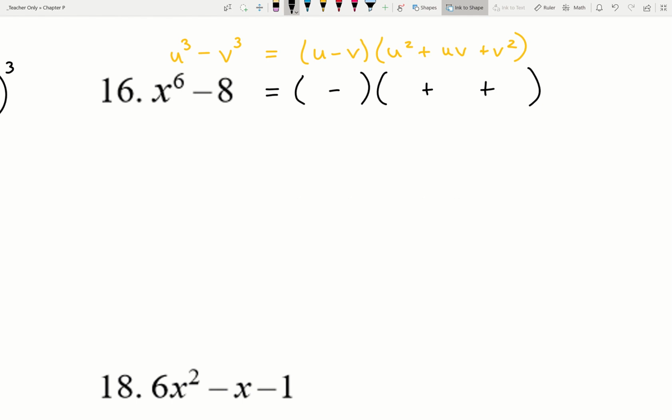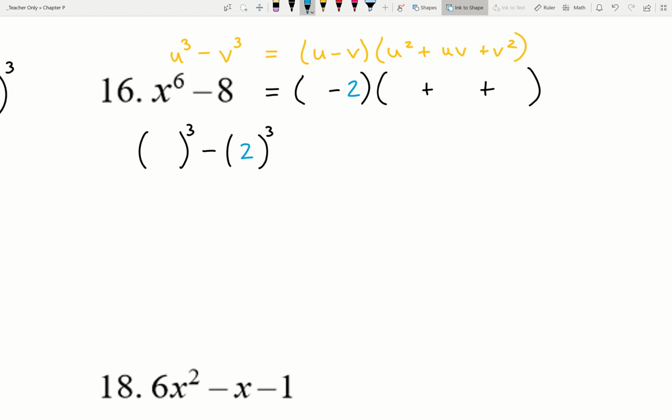And then here's the thing. What do we cube to get the 2 terms that we've got here? Okay? Well, to get 8, you would just need to cube 2. Okay? So that's playing the role of v, so that means everywhere I see a v, I'm going to go ahead and put a 2.